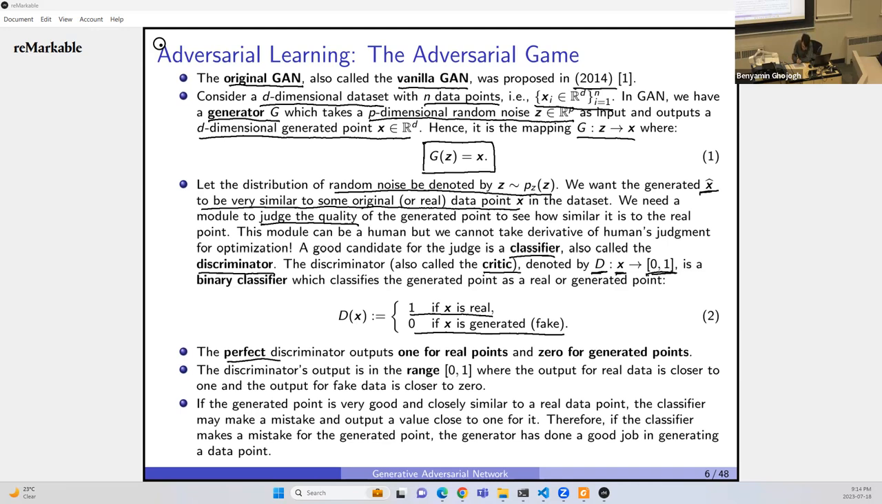The perfect discriminator outputs 1 for real points and 0 for generated points. However, it's not perfect. It generates some probability between 0 and 1, using a sigmoid function as its activation function in the last layer. If it's closer to zero, it's more probable to be fake. If it's closer to one, it's more probable to be real. And we can use a threshold, maybe half, to decide which class it is. So I think it's obvious: if the generated point is very good, it can fool the discriminator and its score will be close to one. It means that it has fooled the discriminator.